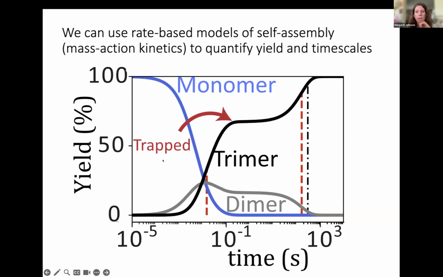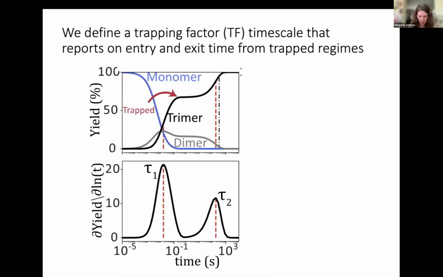And so how can we quantify this? And then how can we learn ways to avoid this in these pathways? And so one way we quantify it is just the time it takes to get to 95% yield, pretty straightforward. And then the other way we quantify it is what we call a trapping factor. It tracks very well with the 95% yield, but basically it picks out these inflection points here. So you take the derivative and it finds these peaks. And this is helpful. It's a measure of how long you're stuck in the trap regime. So you entered here and you exited here.